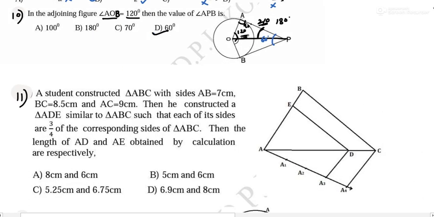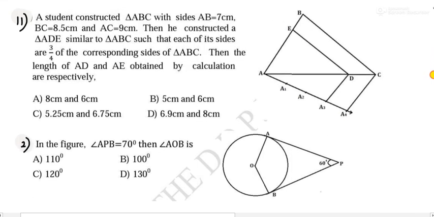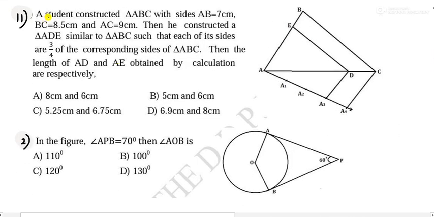Okay, moving to our next question, question number 11. This is also a very interesting question. A student constructed triangle ABC with side AB as 7. Where is AB? Yes, here is AB. This total side is 7 centimeters. BC is 8.5, and AC is 9. So this total AC is 9.